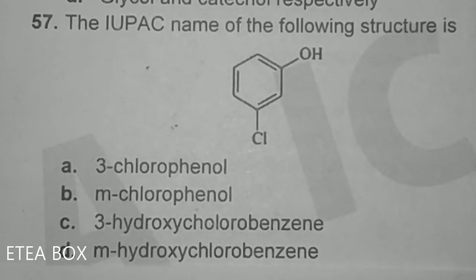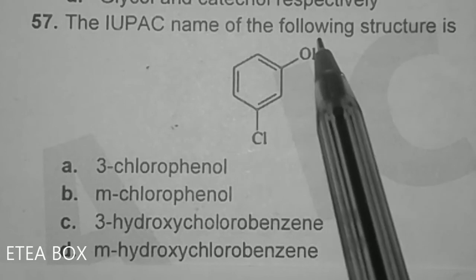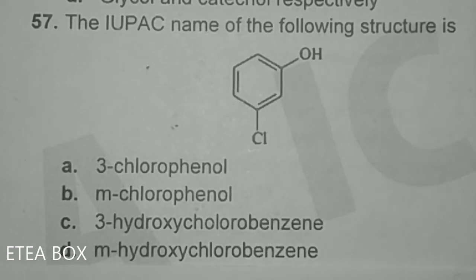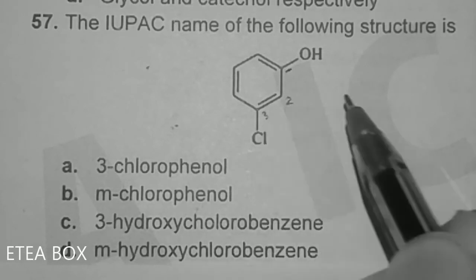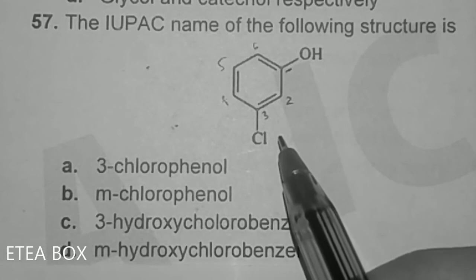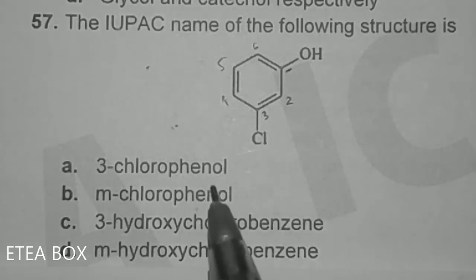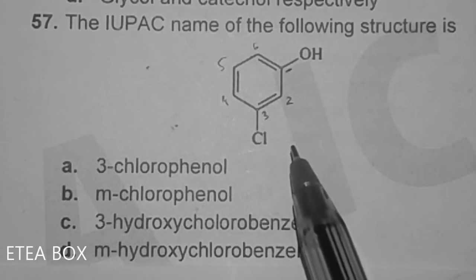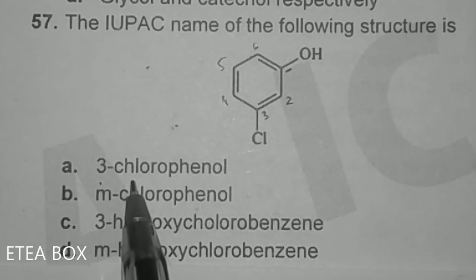IUPAC name for the following structure is. Now look at the structure. Look, this one makes phenol. Let's start the numbering from here, 1 2 3 4 5 6. From this one it means that on carbon number 3 a chlorine group is present. So in the IUPAC name you have to number the substituent, so simply call it 3-chlorophenol.